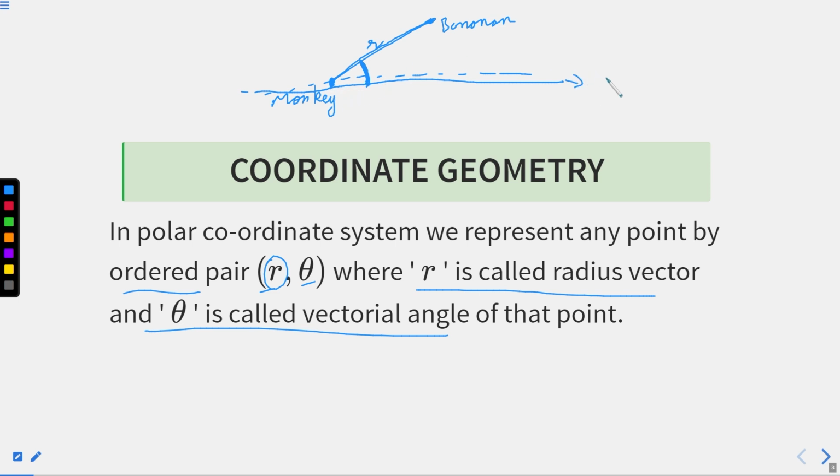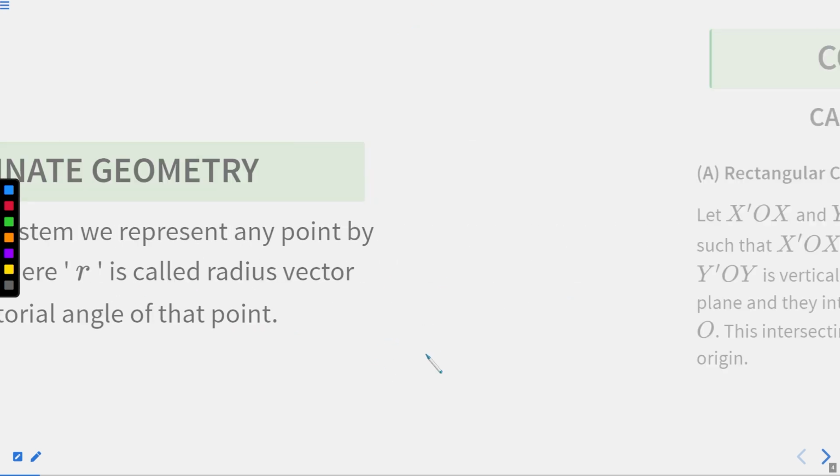Suppose here is the ground, and the monkey is standing here on the ground and the banana is on some tree. The distance between the monkey and the banana is r, and this little gap is called the angle, and this angle is theta, which is called the vectorial angle. Okay, clear? Let's move on.